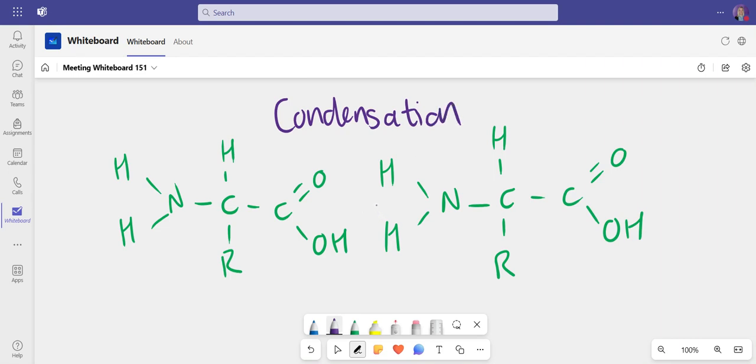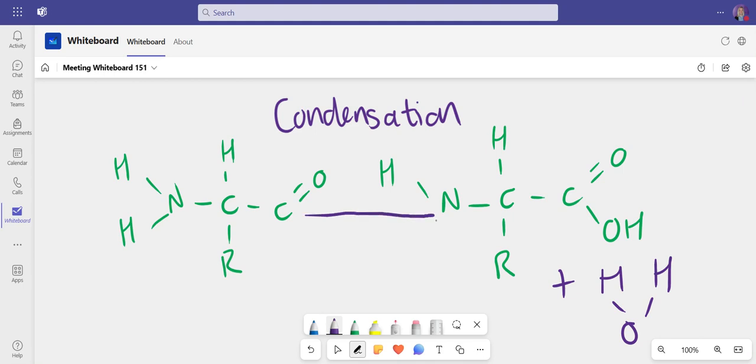Condensation reactions, like condensation on the wall or on the window, form a molecule of water. So we circle these ones here. This is where the water molecule is going to form. We can write plus H2O down here. And then we can rub those out because they're involved in making the water. They have gone, and the peptide bond simply forms between that carbon and that nitrogen.